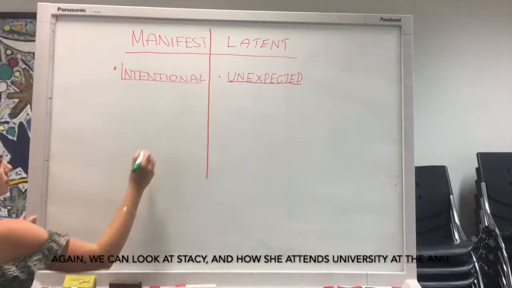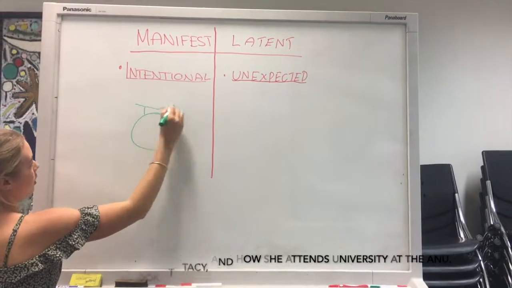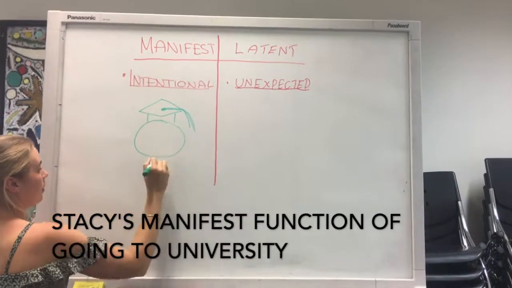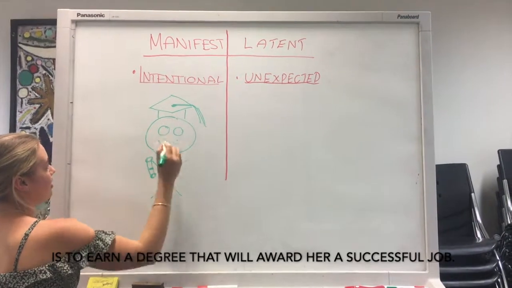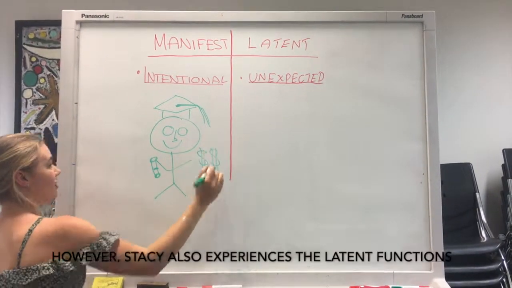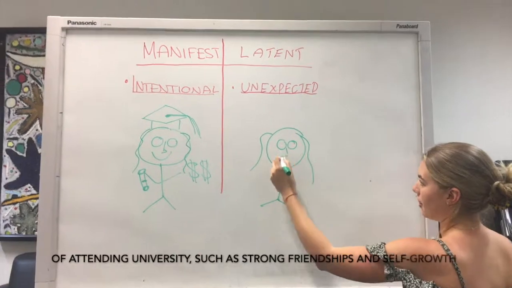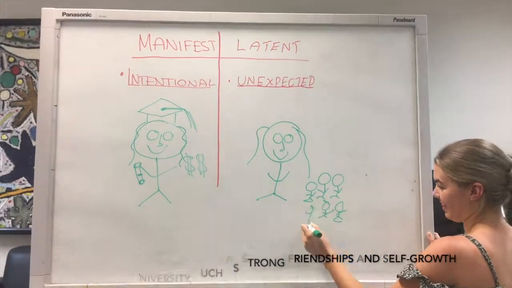Again, we can look at Stacey and how she attends university at the ANU. Stacey's manifest function of going to university is to earn a degree that will award her a successful job. However, Stacey also experiences the latent functions of attending university, such as strong friendships and self-growth.